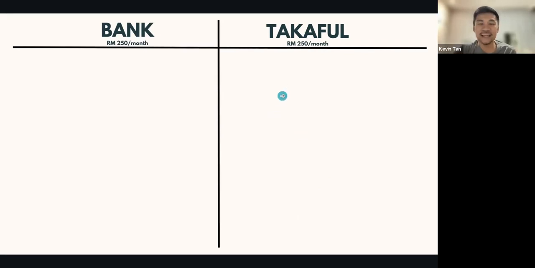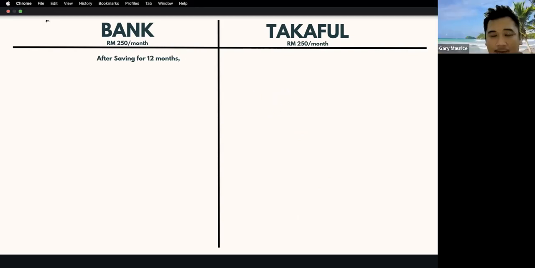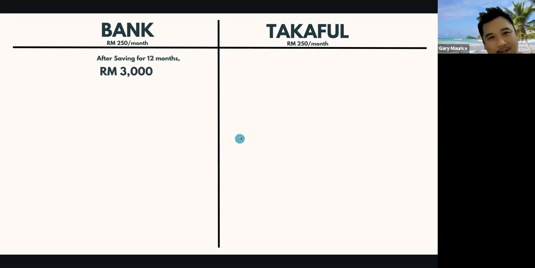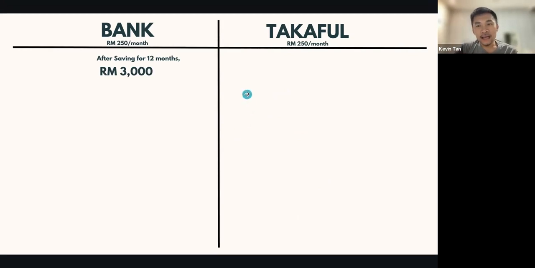All right. So let's say today you save 250, and after you've been saving for 12 months, how much would that be? 3,000. Exactly. Very good math. And let's say, touch wood, death were to happen, you pass away. And your wife or your family member, your mom, comes to the bank, how much can she get?